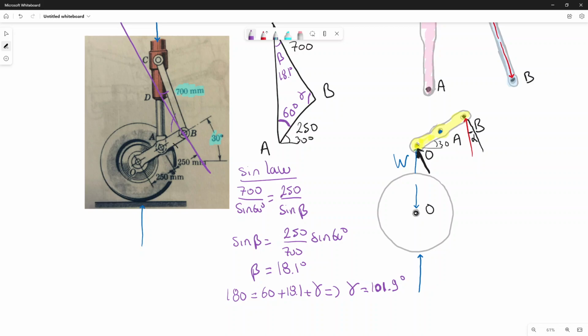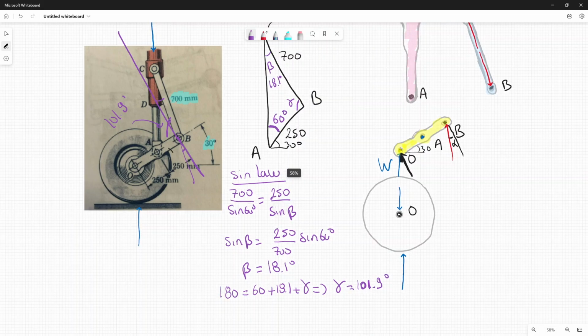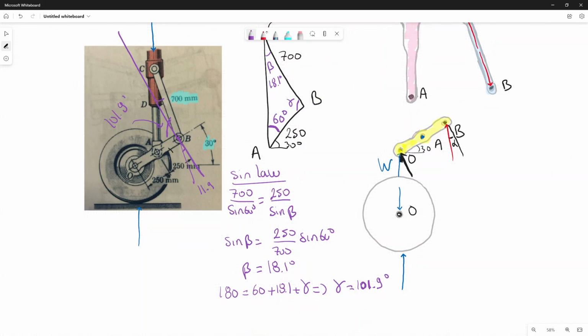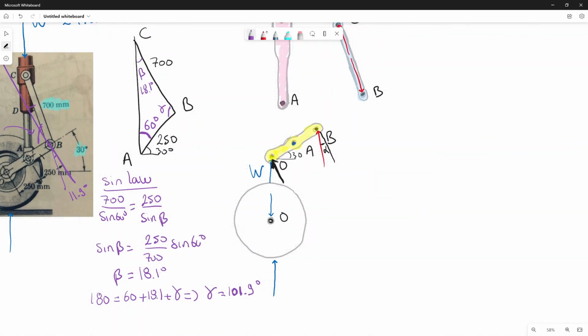So we have a total angle there of 101.9. So this little angle there will be just minus 90. So this one will be 11.9 degrees. Okay, so let's use that to get the force at B.